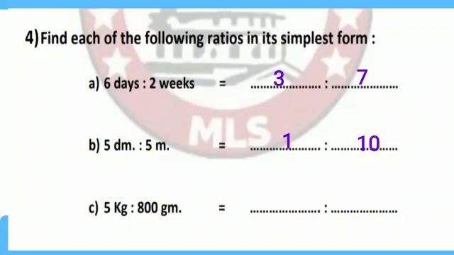C. 5 kilograms to 800 grams. A kilogram has 1,000 grams, so we will write 5,000 to 800. Cancel the two zeros with the two zeros and divide by 2 equals 25 to 4.